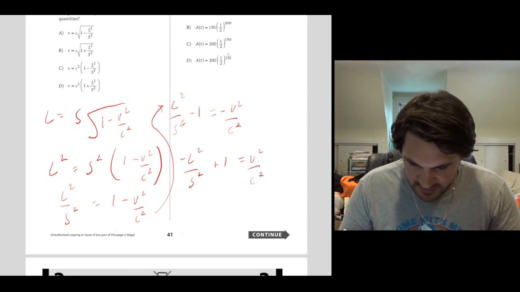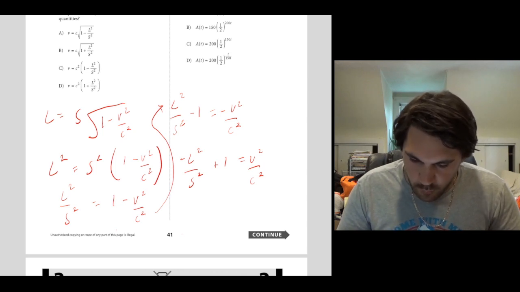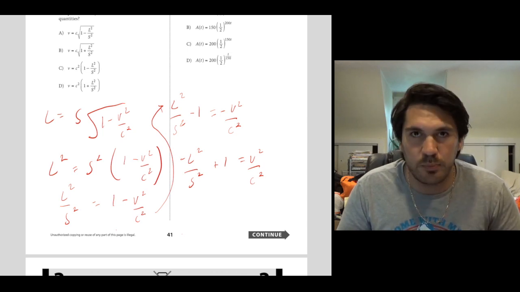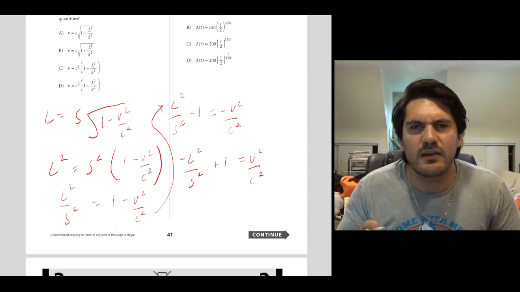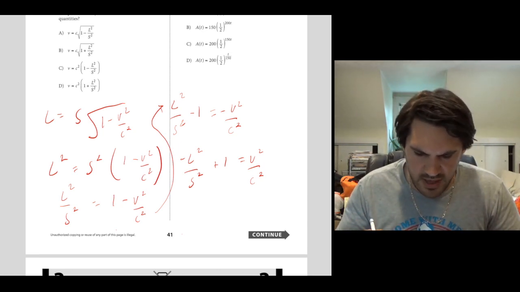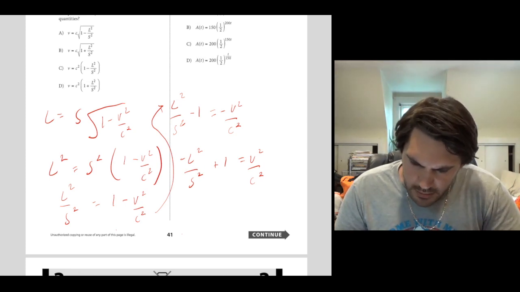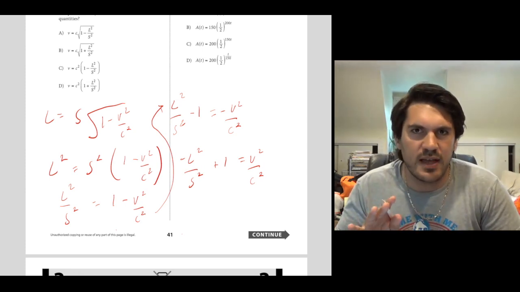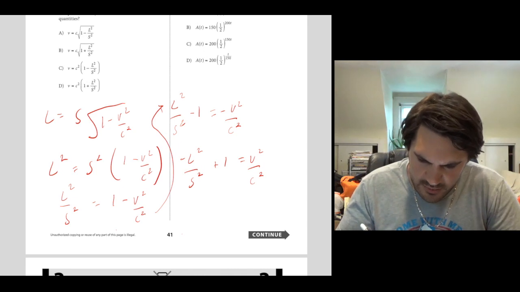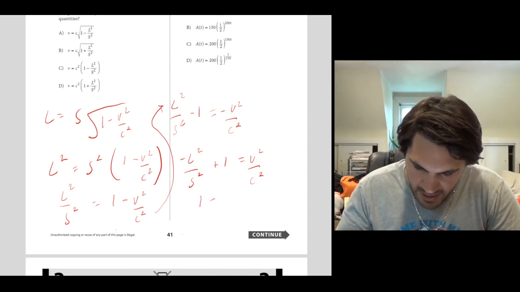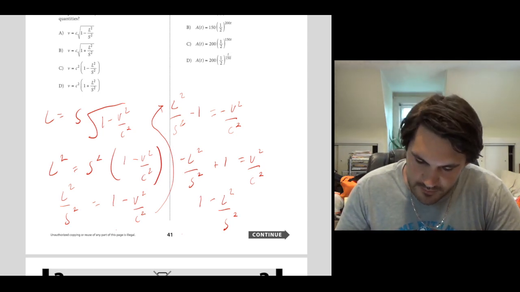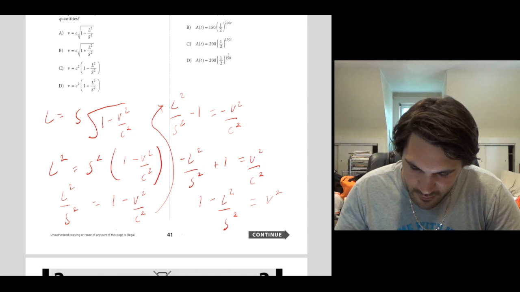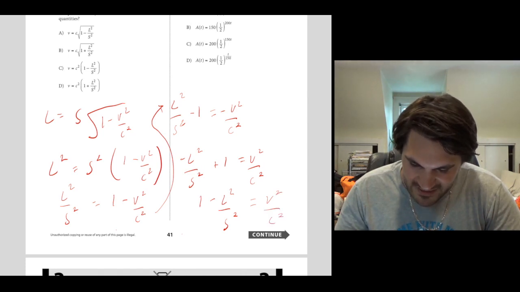Okay, almost done. We want the v to be by itself, so let's multiply both sides by c squared. First let's divide everything by 1, though. We don't want, well, do we have to? No, scratch that. Let's rewrite this as 1 minus L squared over S squared, because that's basically the notation in all the answer choices. Equals v squared over c squared.